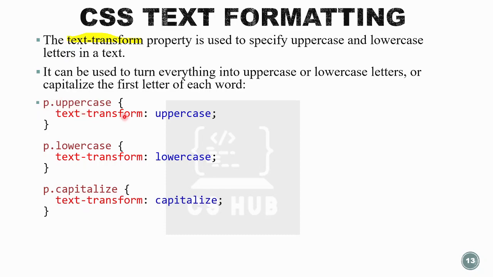P dot uppercase, text transform. So here this is a class, right? P dot uppercase is a class name. Then text transform colon uppercase. Okay, these are the values: text transform uppercase converts everything into uppercase. Text transform lowercase, same, converts everything into lowercase. Text transform capitalize. These are the values of text transform.